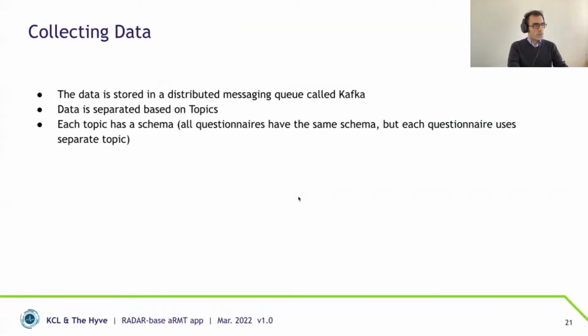In collecting data, we store the data in the app and then send it as a distributed message, using Kafka. For each topic, we use the same schema for all questionnaires, but for each project or each questionnaire, we use a different topic.